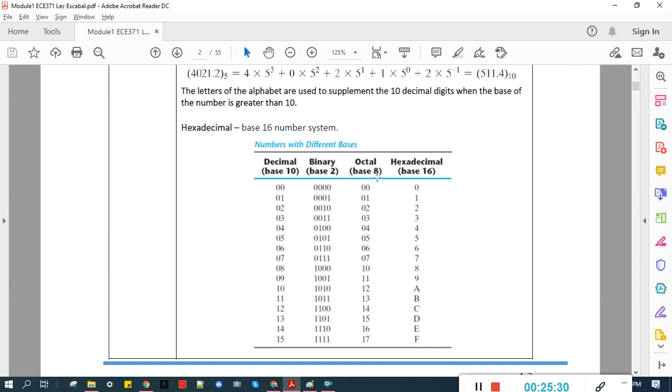For octal, the base is 8, and we only need 8 digits, so we have 0 to 7. 7 is the maximum for a 1-digit octal number. After that, if we increment this with 1, it will go to the next digit. It becomes 10, which is 8 in decimal.